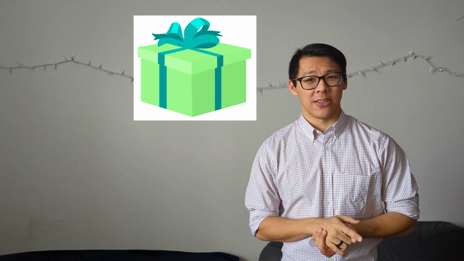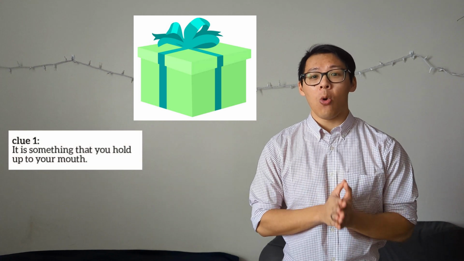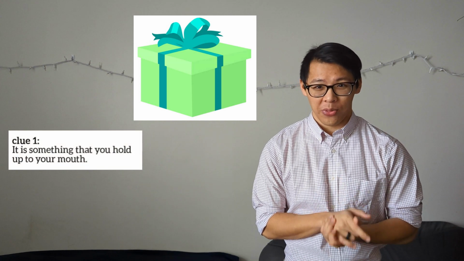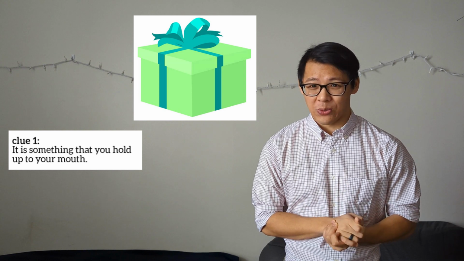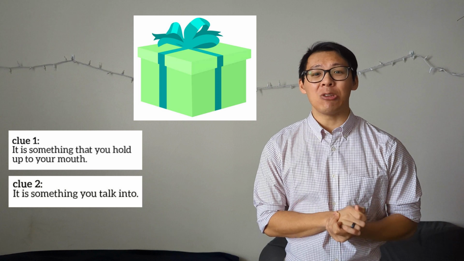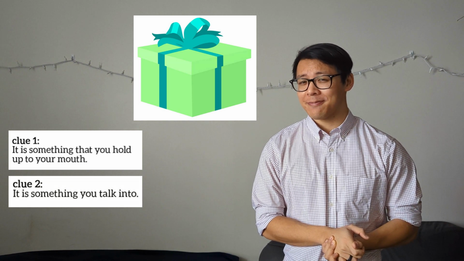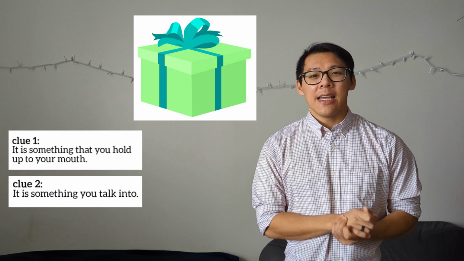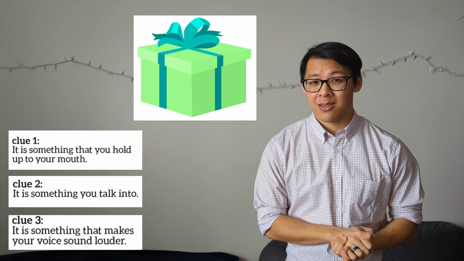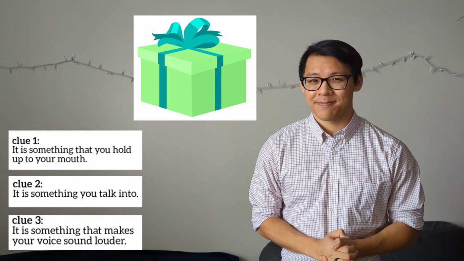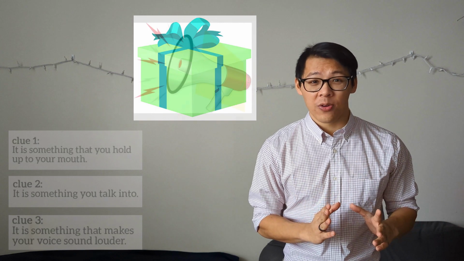But here's the first clue. Clue 1. It is something that you hold up to your mouth. Okay? Clue 2. It is something that you talk into. Are you guys able to get it? Number 3. It is something that makes your voice sound louder. What do you guys think it is? Well, it is a megaphone.